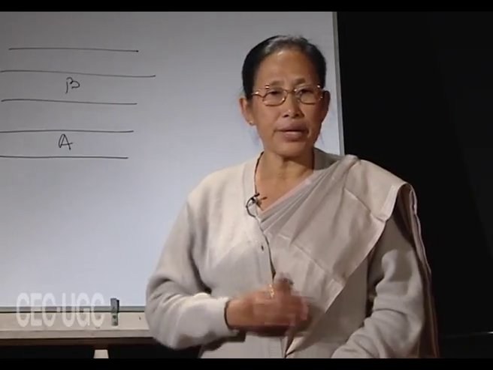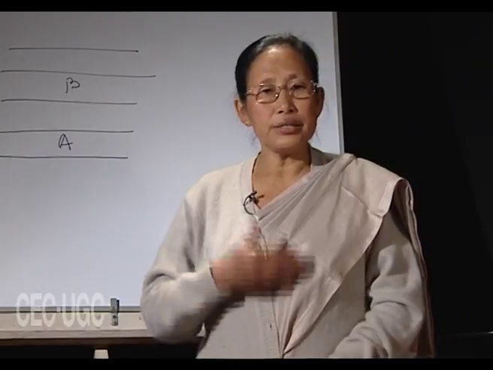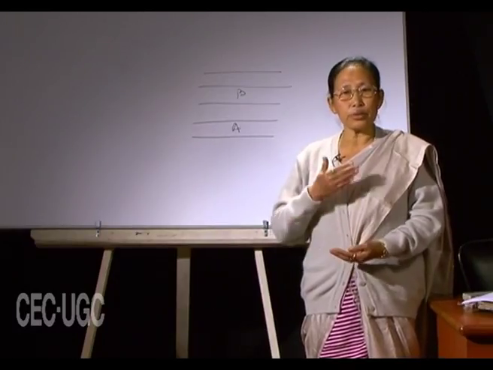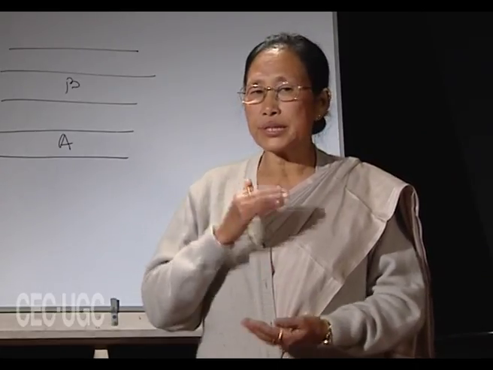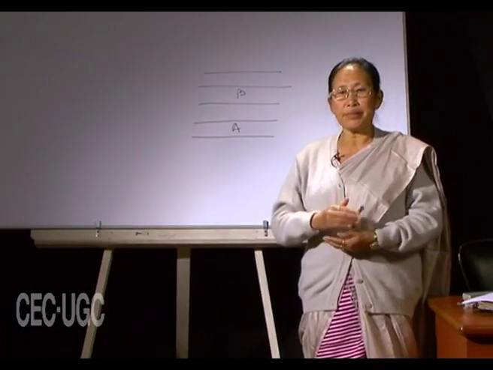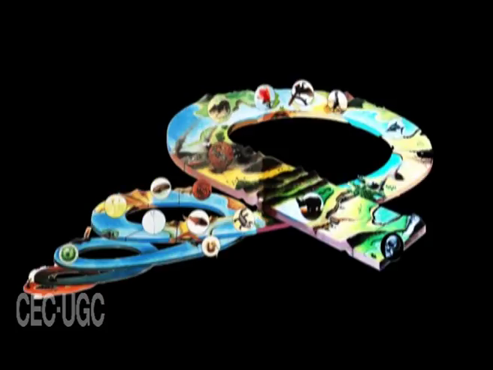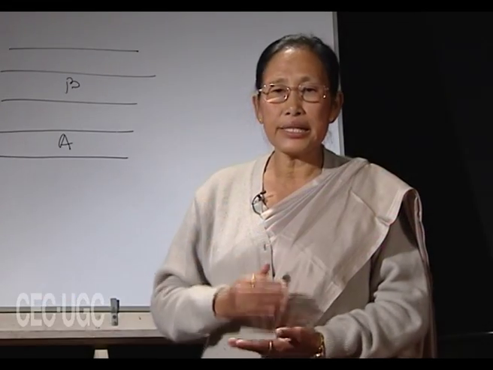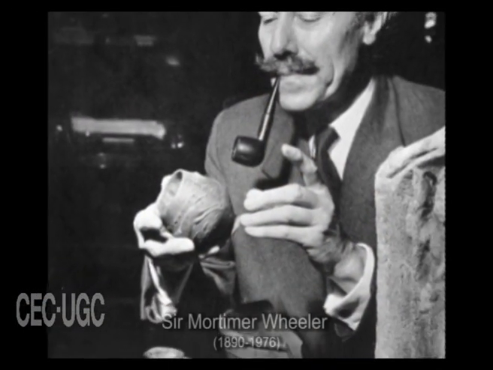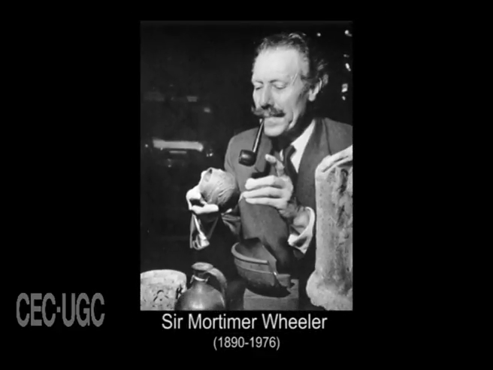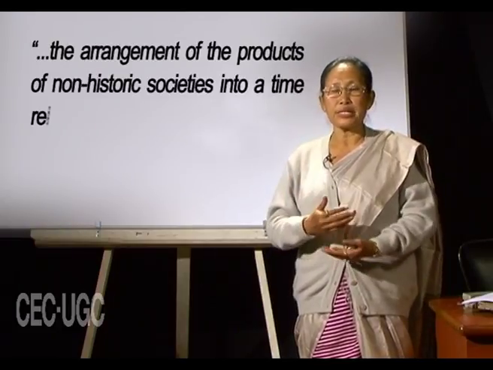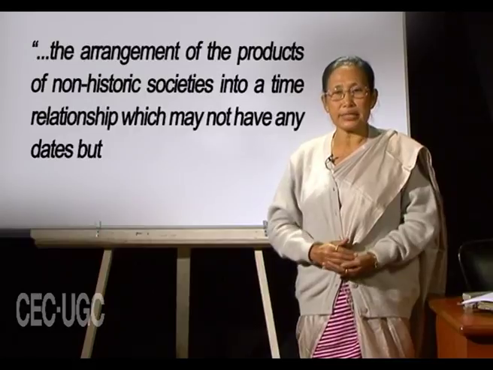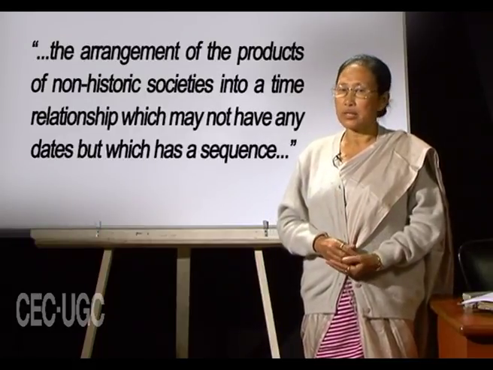These dating methods have never been able to provide a date in terms of years, nor can they calculate the total time span involved in each cultural period. However, with the help of such dating methods, a series of things can be arranged in a sequential time frame. The relative chronology, in the words of Wheeler in 1956, is, quote, the arrangement of the products of non-historic societies into a time relationship which may not have any dates but which has a sequence, unquote.